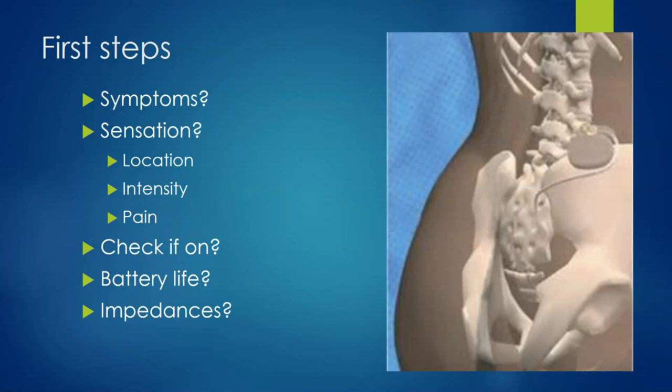If she's feeling it running down her leg, you can try a different electrode. Maybe it migrated. I've had a couple gals slip on the ice and crack their electrode. You know, if their impedances are elevated, so things that you want to troubleshoot and check before you assume that the thing isn't working anymore. Check on the battery life. Check and see if it's on, as we talked about.